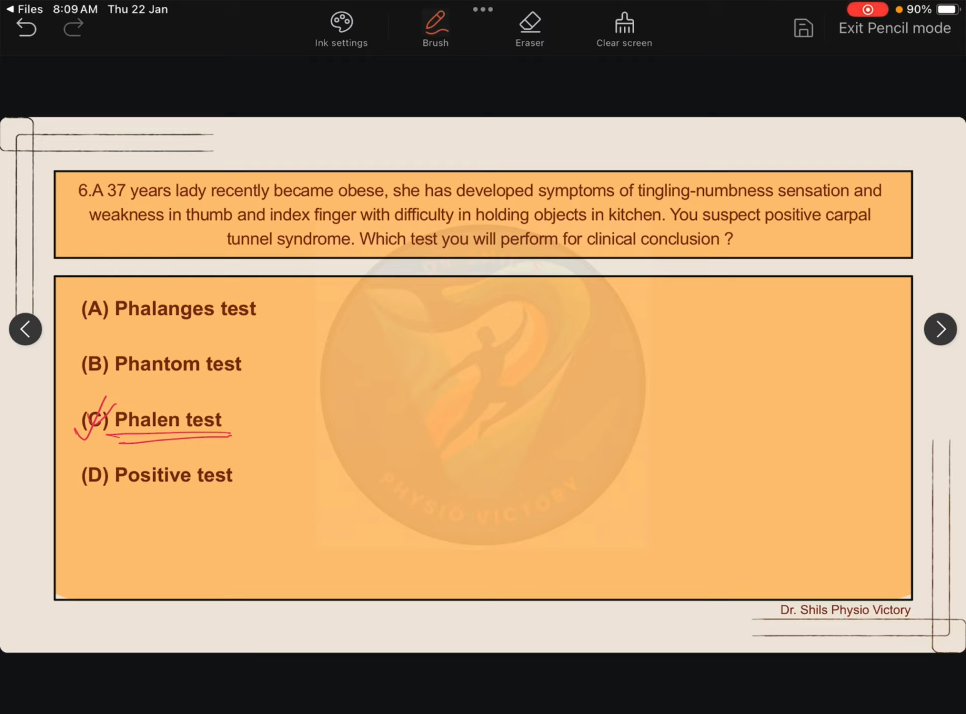In the Phalen test, wrist flexion for 60 seconds increases pressure in the carpal tunnel and compresses the median nerve. A positive result is tingling, numbness, and pain in the thumb, index, and middle finger.